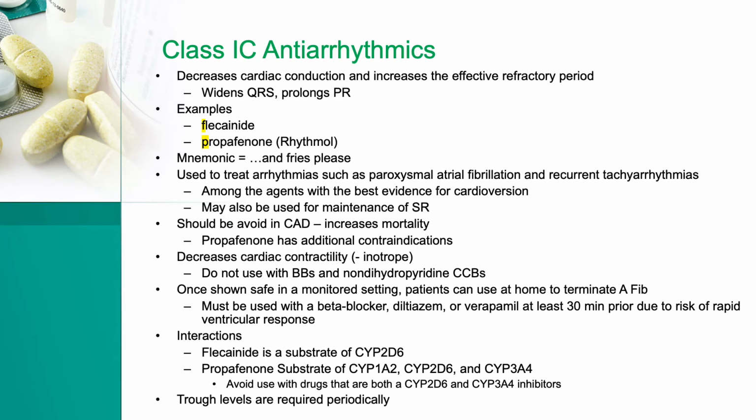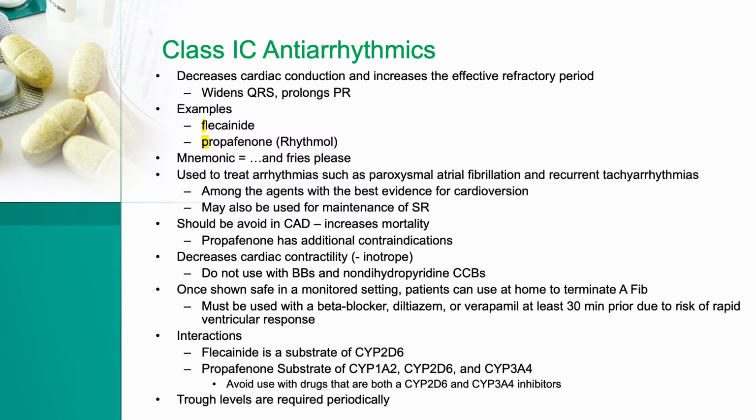Examples of Class 1C drugs include flecainide and propafenone. The mnemonic "and fries please" can be used to recall both medicines. Class 1C drugs should be avoided in coronary artery disease due to prodysrhythmic characteristics and increased mortality. They are used to treat arrhythmias such as paroxysmal atrial fibrillation and recurrent tachyarrhythmias, among other conditions.